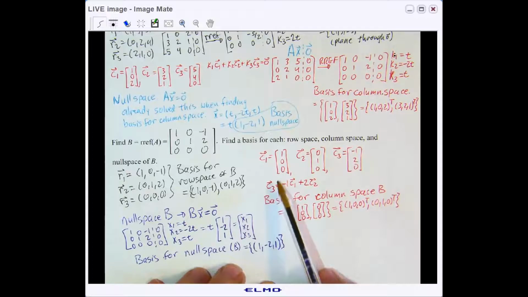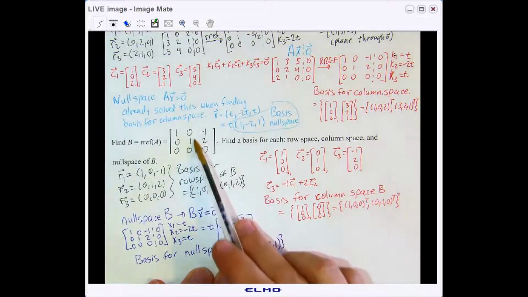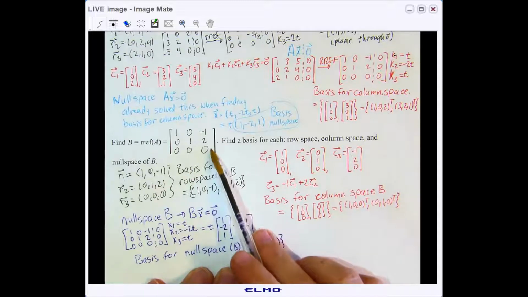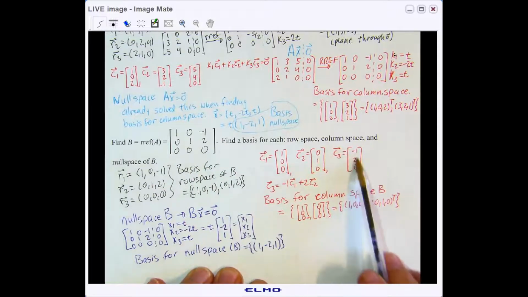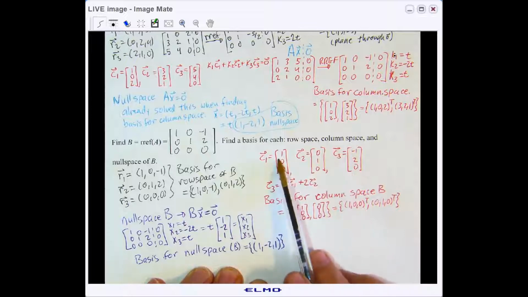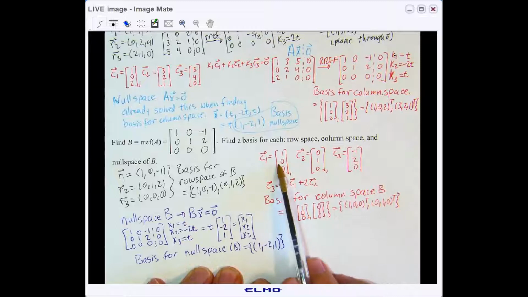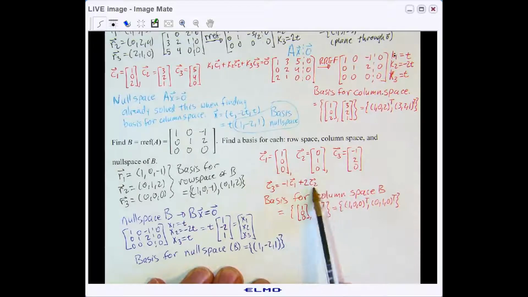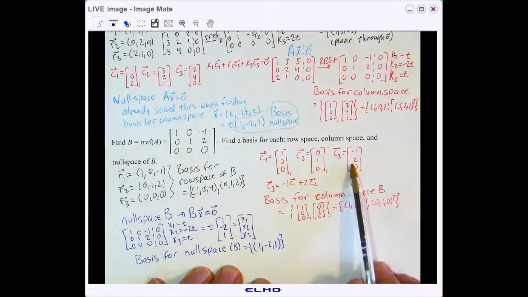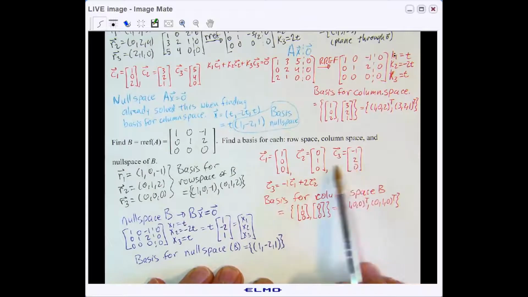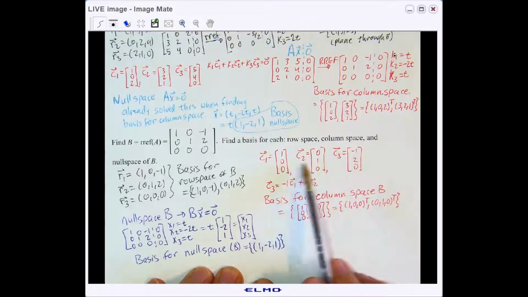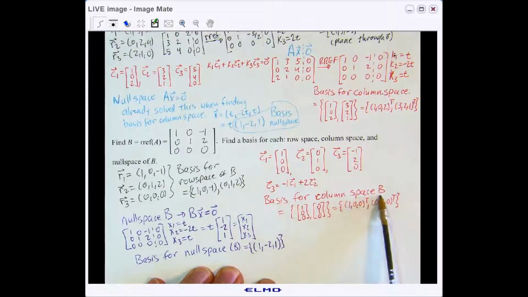Similarly, when we look at the columns of matrix B, 1, 0, 0, 0, 1, 0, and negative 1, 2, 0, we can see that the third column vector is clearly a scalar multiple of the first plus another scalar multiple of the second, namely negative 1 of the first column plus 2 of the second column. So that means that C3 is linearly dependent, but C1 and C2 are linearly independent. So a basis for the column space of matrix B would be the vectors 1, 0, 0, and 0, 1, 0.